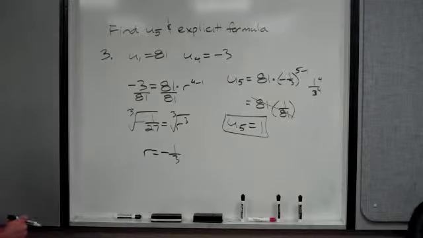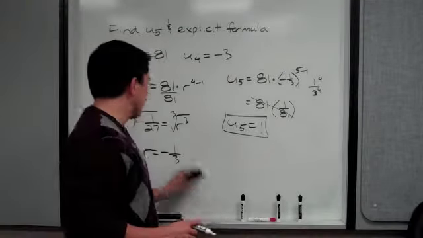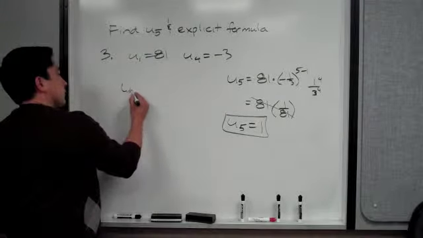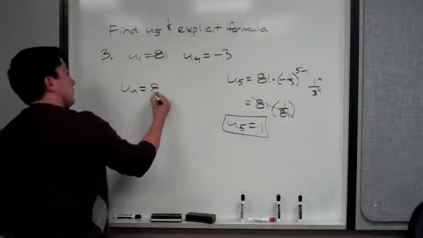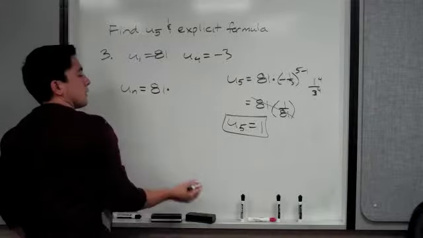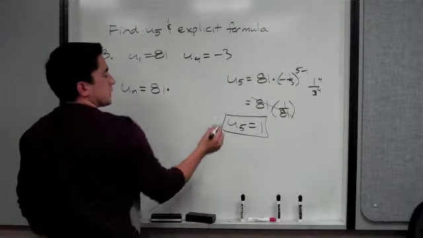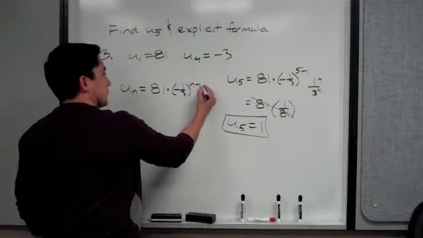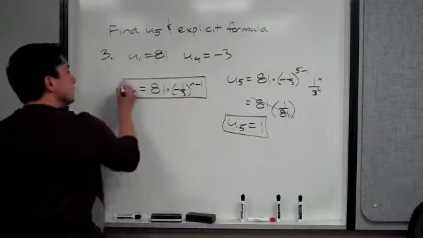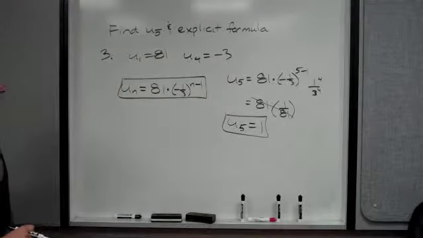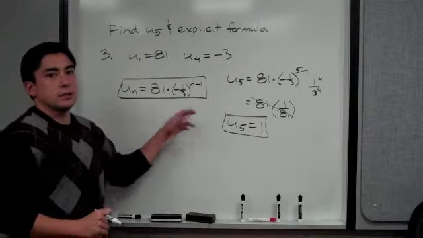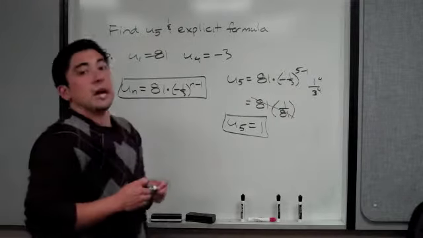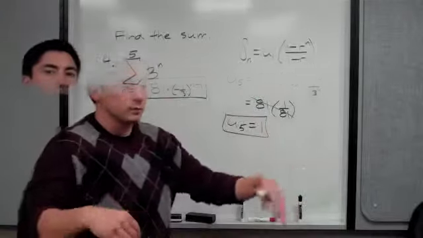Alright? And lastly, to find our explicit formula, we just do u sub n is equal to our first term times our ratio, which is negative 1/3 to the n minus 1. And there you have it. So again, find the ratio, find u sub 5, find the explicit formula. So good luck with that. Now we're actually moving on to our last example.